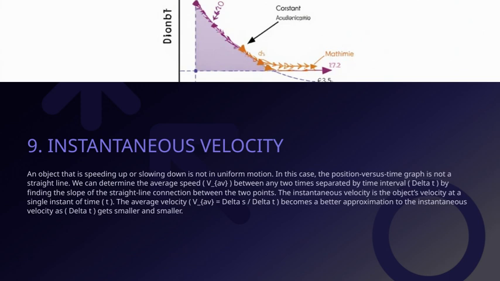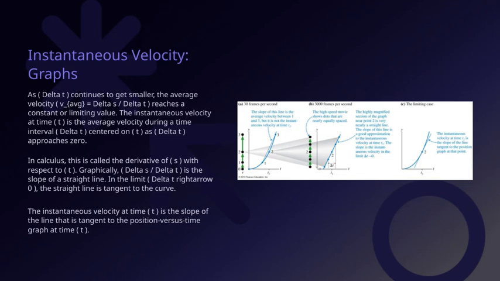precise moment. The instantaneous velocity at time t is essentially the slope of the line that is tangent to the position versus time graph at that exact moment. Think of it as the moment-to-moment speed of an object, not just an average over a period. In calculus, we refer to this as the derivative of s with respect to t.